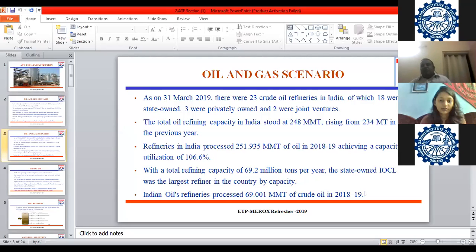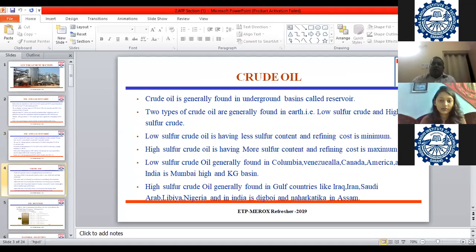That may be wind power, solar power, or tidal power. So slowly we are diversifying our mix from conventional energy to renewable sources of energy. Now you have to know some basic things.